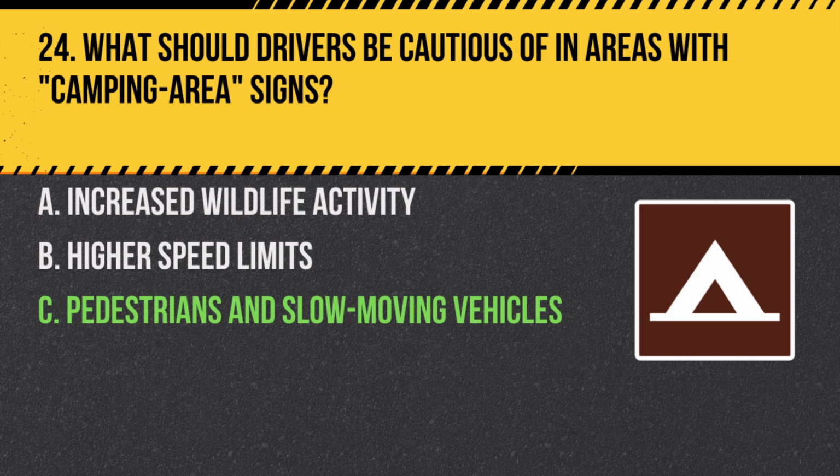Answer: C. Pedestrians and slow-moving vehicles. Camping areas often have more foot traffic and slower vehicles.